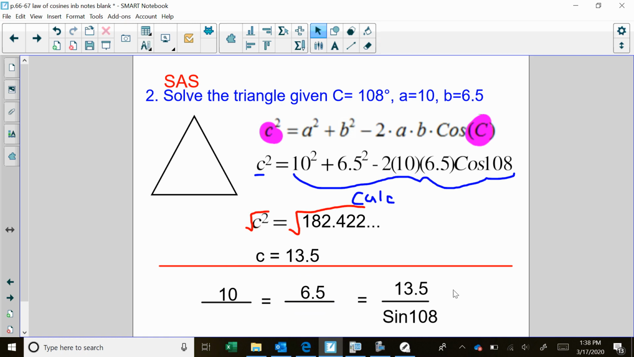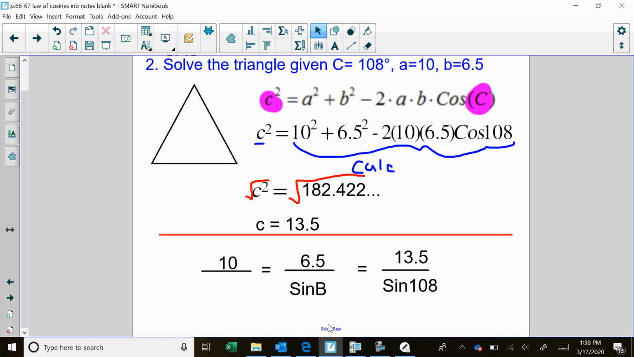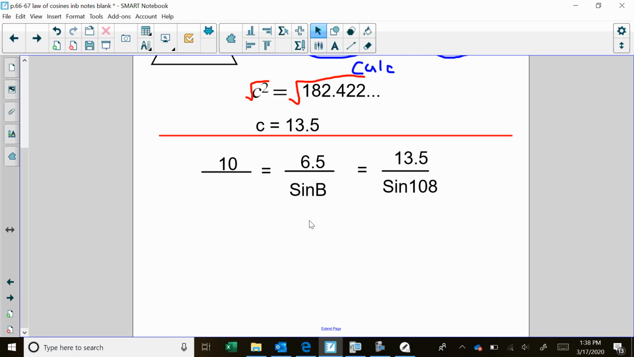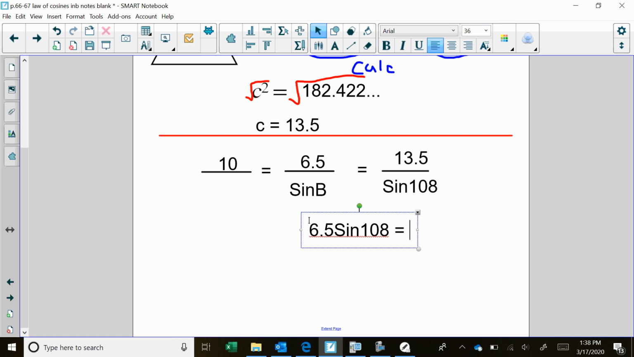All right, so directions tell us to find the smaller angle. So in this case, that's going to be B. 6.5 is the smallest side. If we don't find that, we stand the chance of finding an ambiguous case. We don't want to go back and find a donkey triangle. Okay, so we're just looking for this one. So we use the smallest angle to find the next piece. So again, we cross multiply: 6.5 sine 108 equals 13.5 sine of B.